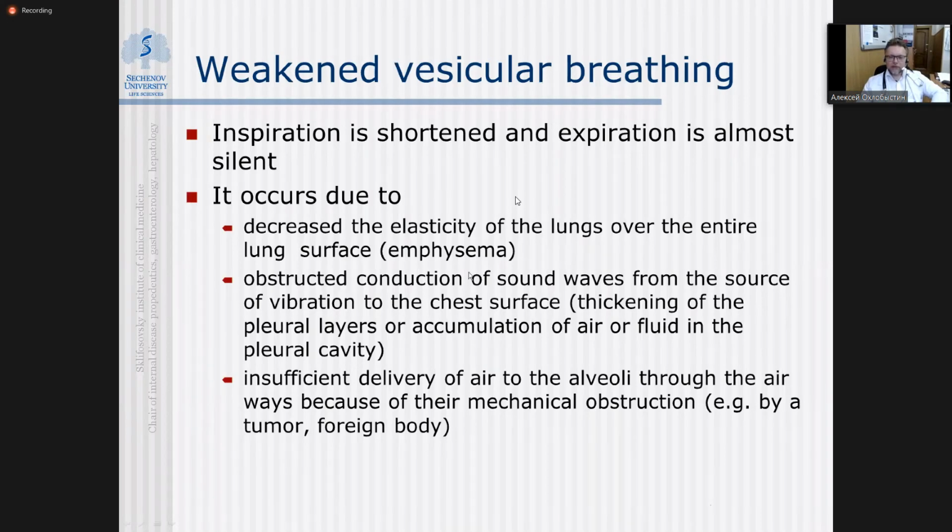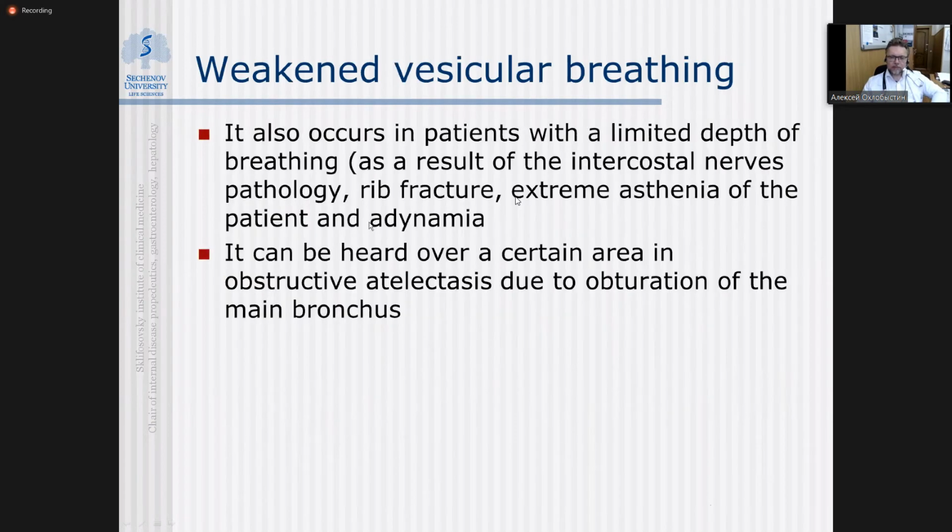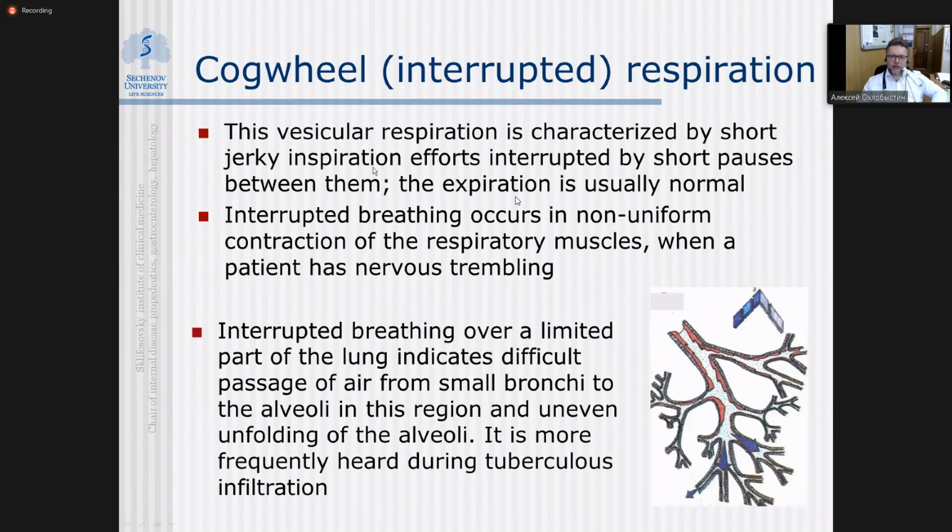So once again, diffuse is for emphysema. Local is either block of the respiratory tract, of bronchi, or affection of pulmonary parenchyma. Good, I think we discussed that already.